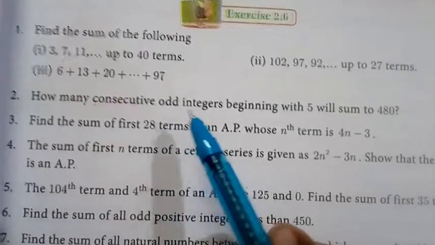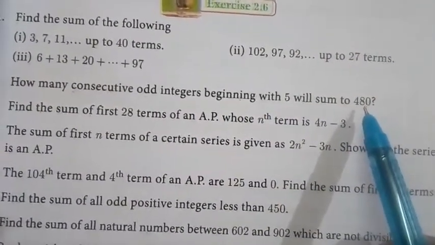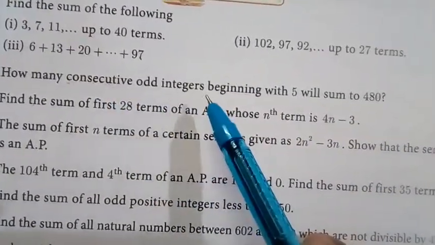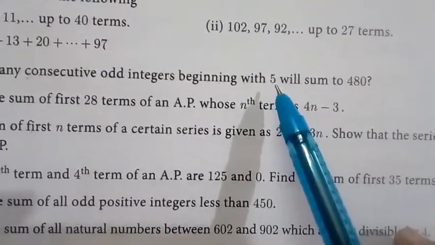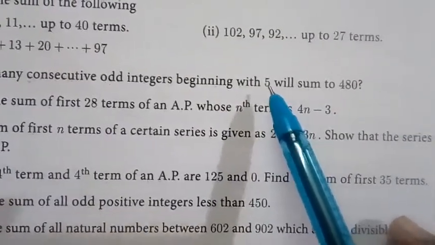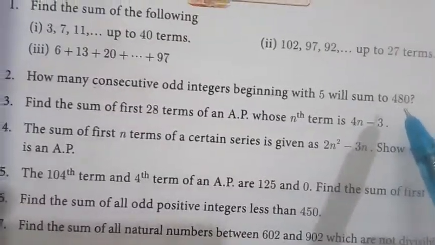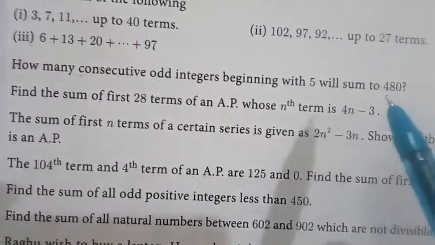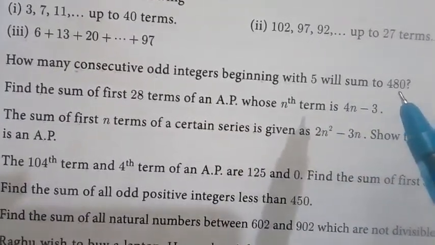Second problem: how many consecutive odd integers beginning with 5 will sum to 480? Consecutive means continuous odd integers, starting with 5. That is odd numbers starting from 5: 5, 7, 9, 11, and so on. It is going on, and their sum value is 480. That means Sn is given. The sum of those consecutive odd integers is 480. So how many terms, that is what we want to find.